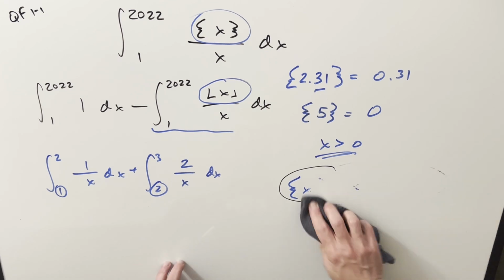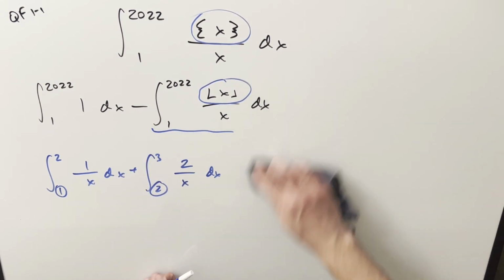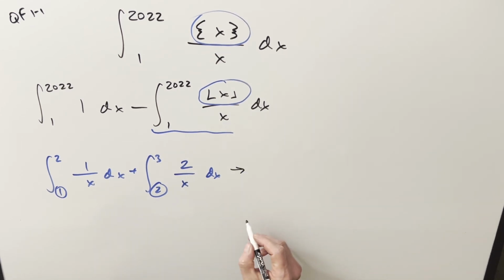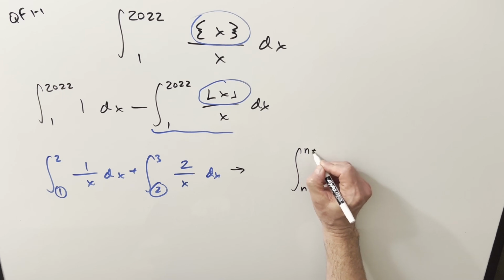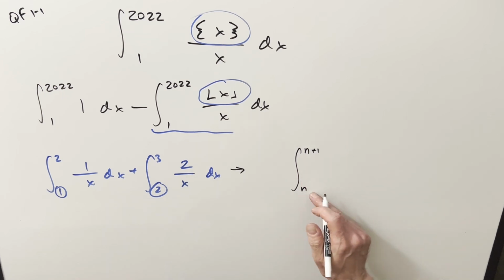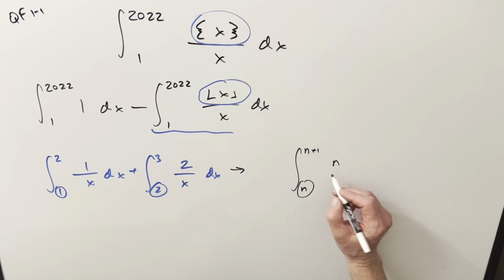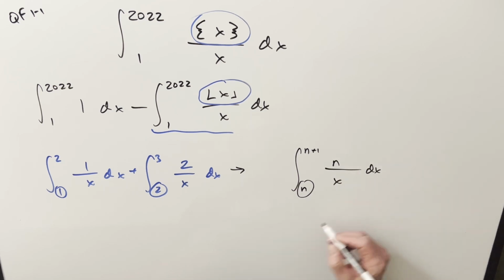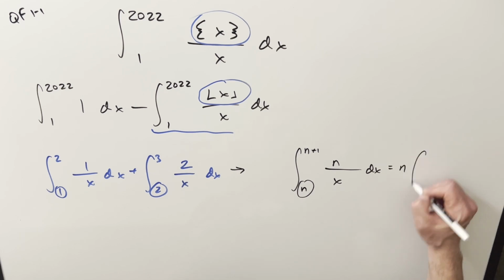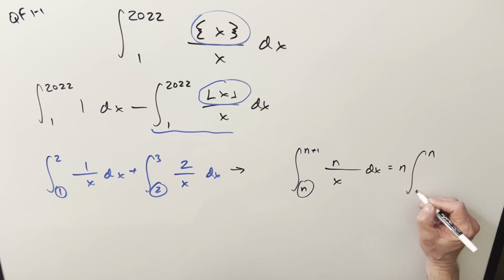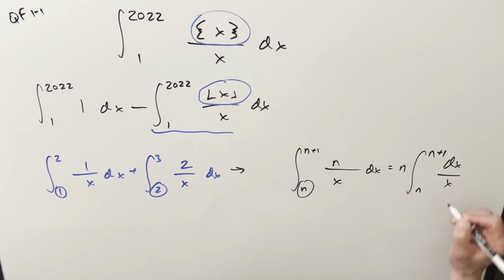But what I really want to do is generalize it, because I don't want to write out 2,000-something integrals. Let's integrate from n to n plus 1, so n is an integer and we're still separated by 1. The numerator is going to become this n value over x dx. But with this being a constant, I can bring the constant out front and write it as n times the integral from n to n plus 1 of dx over x.